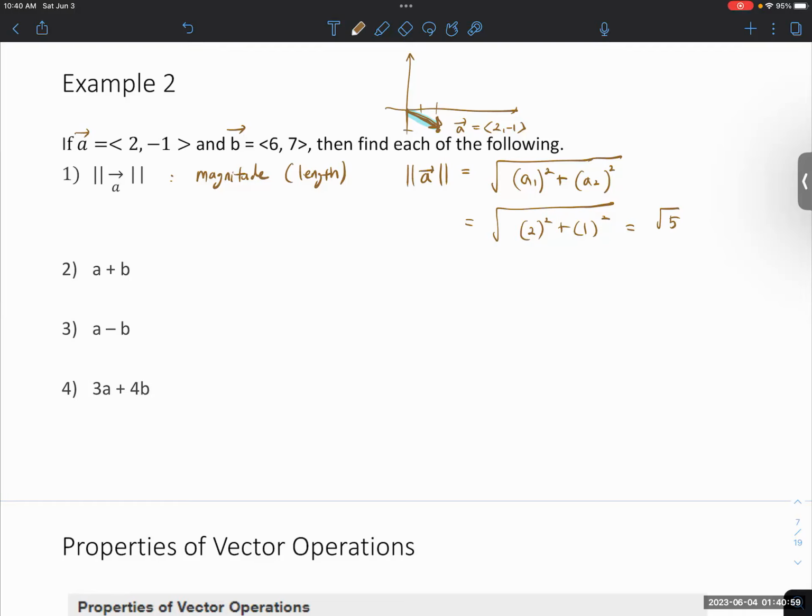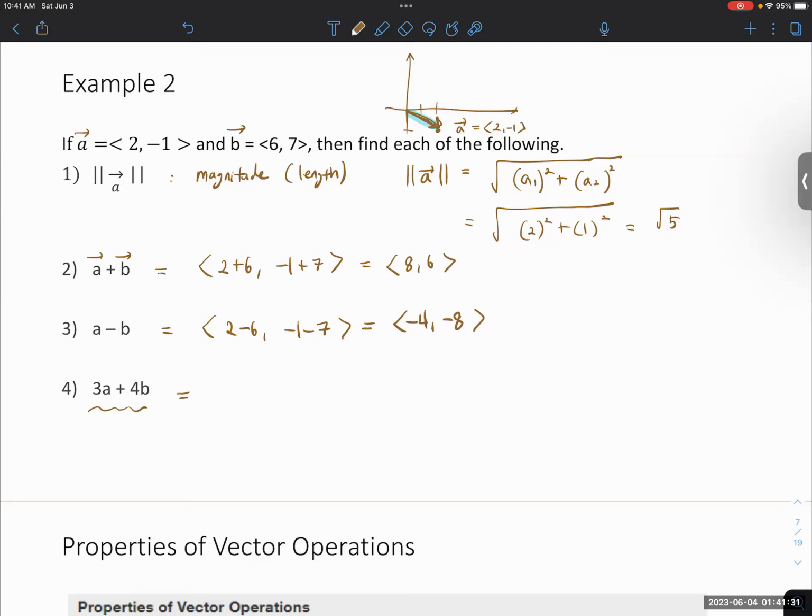So let's do letter 2, A vector plus B vector. We have A vector, 2, negative 1, and then you're adding B, so 2 plus 6, negative 1 plus 7. So it is going to be 8, 6. This is the summation. Okay. Subtraction, simple. 2 minus 6, negative 1 minus 7. You're going to find negative 4, negative 8. This is the subtraction.